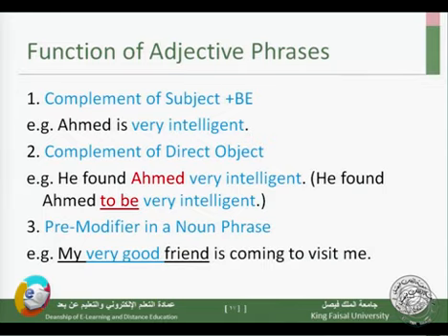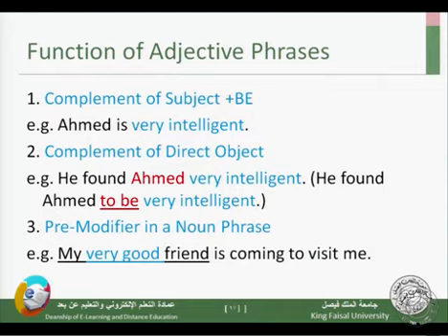It comes before the noun friend and modifies it, and it is in the noun phrase. So my very good friend, very good is a pre-modifier. If you want to differentiate between pre-modifiers and complements, we can take away all the phrase including the adjective in the case of pre-modifiers and replace it with another pronoun. So my very good friend, we can take all this away and say he. Okay, so my very good friend, we can say he is coming. My very good friend is coming, we say he is coming.